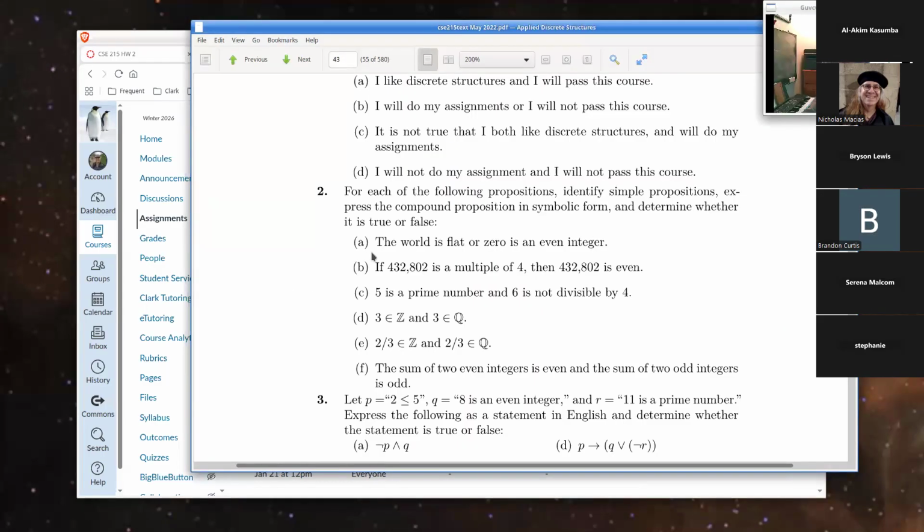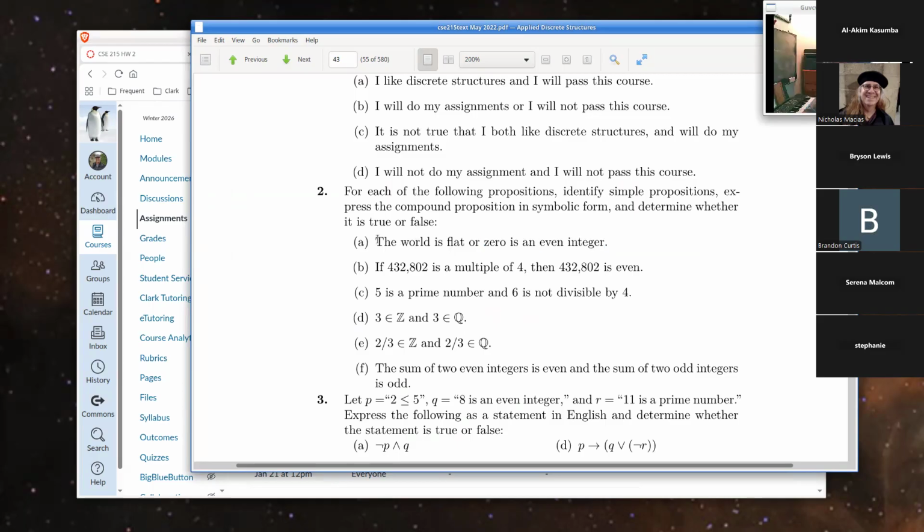For example, the world is flat is a proposition. 0 is an even integer. That's a proposition. And so if I called this proposition A and I called this proposition B, then this whole thing I could write as A or B. So that's the goal of question 2, is to take these more complex propositions, define some simpler propositions. So for example, let A be the proposition, quote, the world is flat. Let B be the proposition, quote, 0 is an even integer.